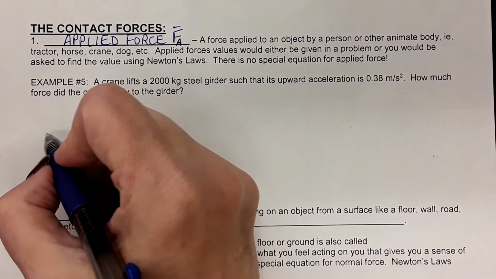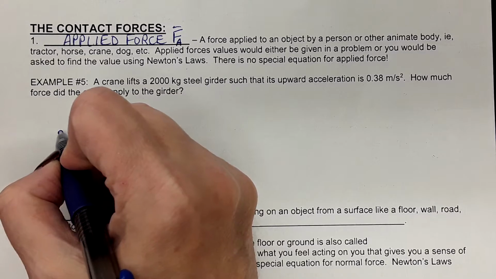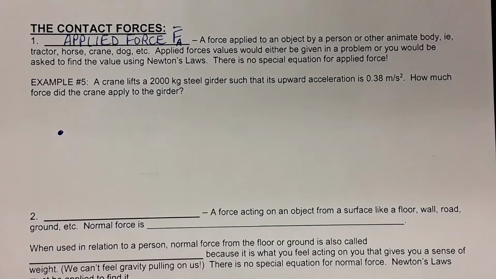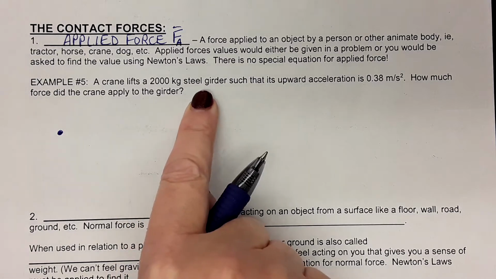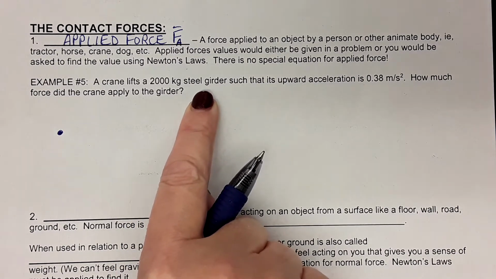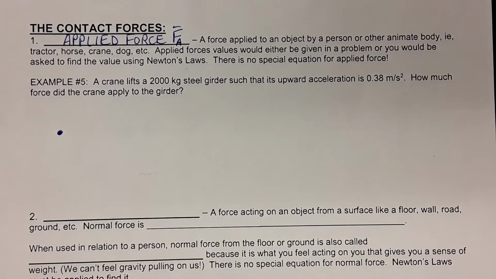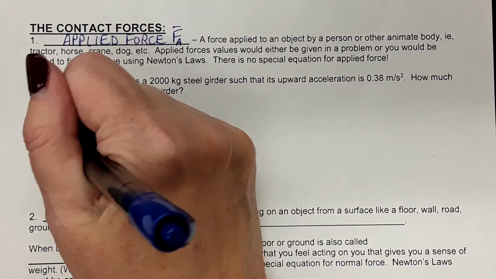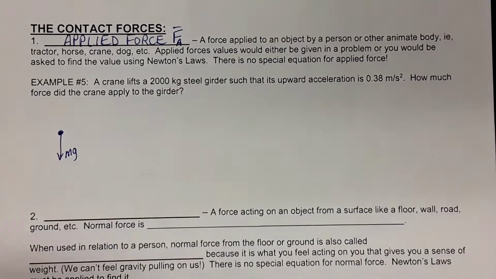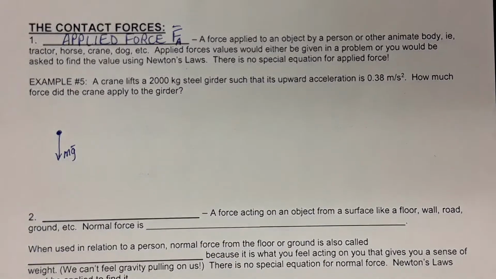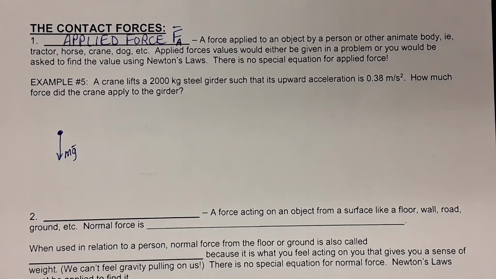So the first thing we're going to do is draw a free body diagram, and this dot represents the object of focus, which is the steel girder. This is what the forces are acting on. So, what are the forces acting on the steel girder? Well, we're on Earth, so we know it has weight, which I will indicate with mg. We also know it has the applied force exerted on it by the crane in the upward direction.